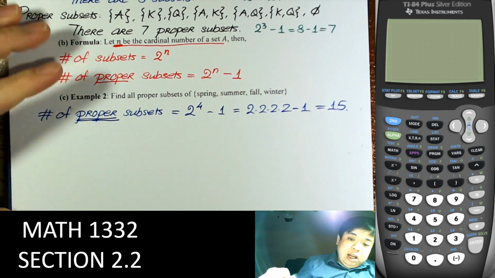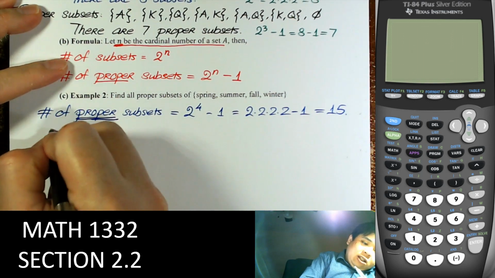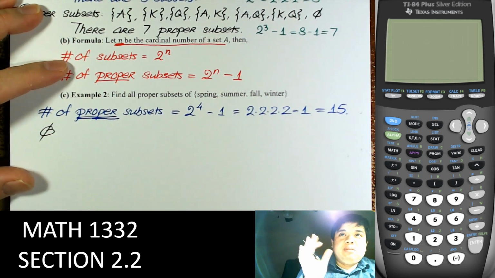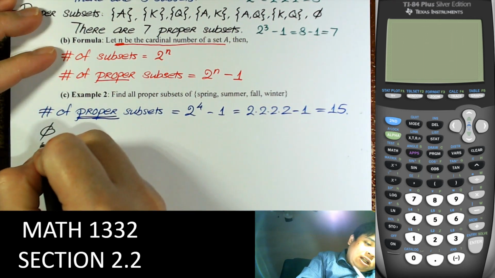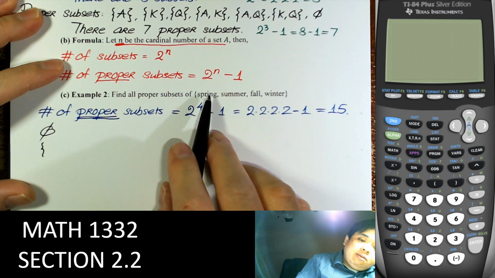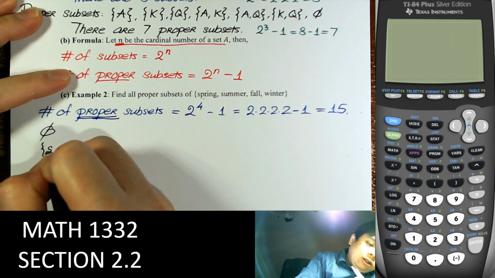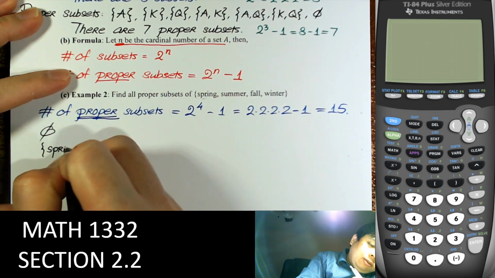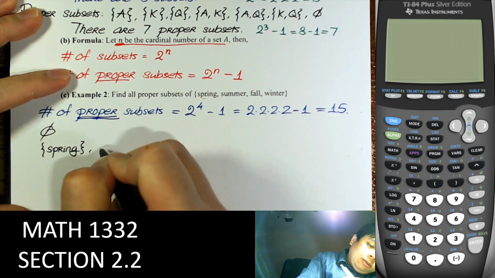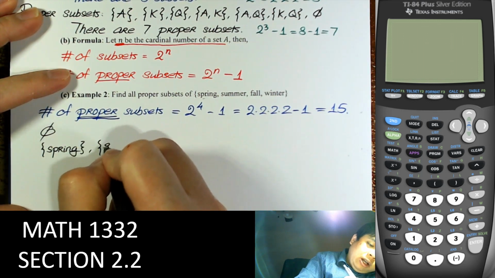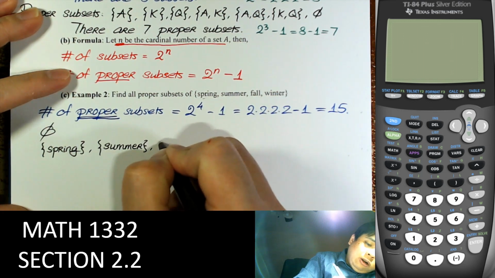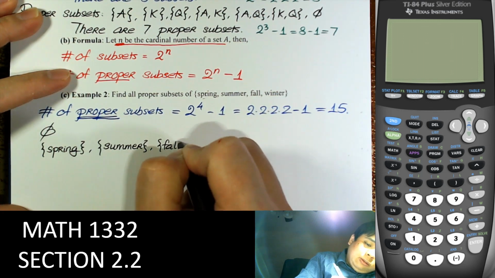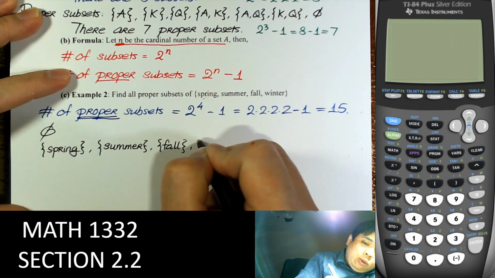Right, first, if we want to list them, the first one is easy. An empty set is a subset of everything. So that's 1. Next, we will list the sets that have exactly 1 member: spring, summer, fall, and winter.